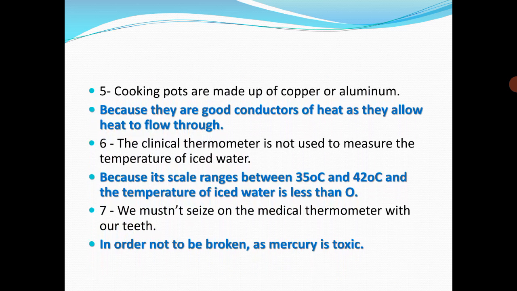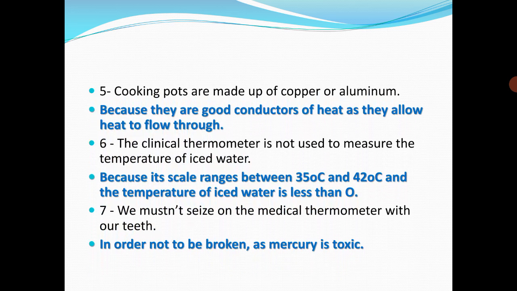Cooking pots are made of copper or aluminium. Why? Because they are good conductors of heat. Complete the answer. As they allow heat to flow through. You have to say good conductors of heat, and they allow heat to flow through.